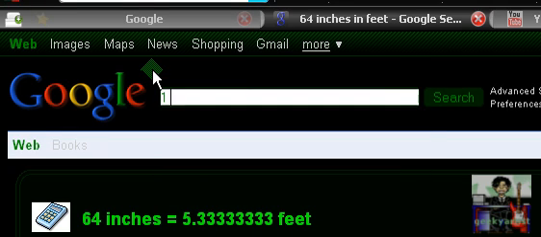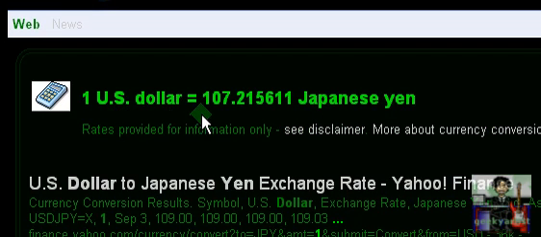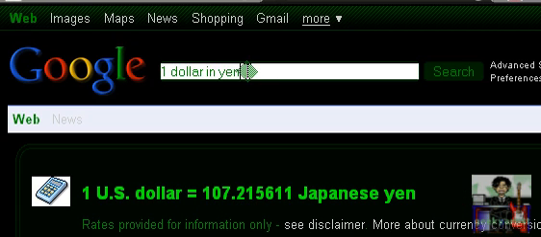So let's say I want to know $1 in Japanese yen. So let's say yen. Here we go. So one US dollar is equal to 107 point something Japanese yen. So I think that's pretty cool.